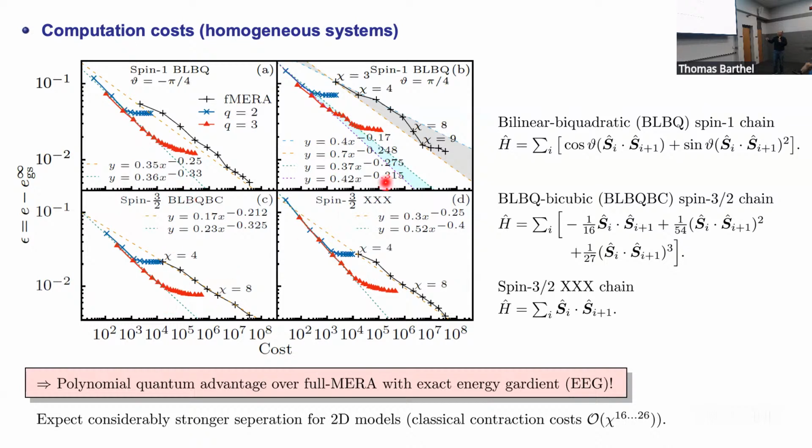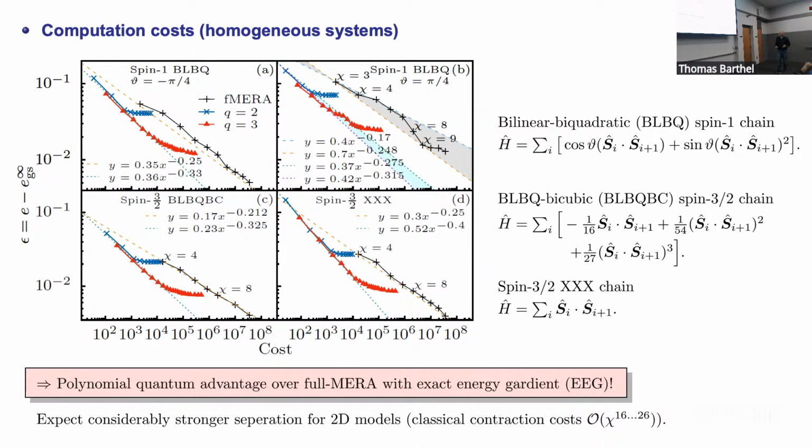And you see in all these plots that you have at least some small polynomial advantage already in 1D, but we expect that in 2D the advantage will be much more drastic, because the classical contraction cost increases so drastically if you go to 2D or even 3D.